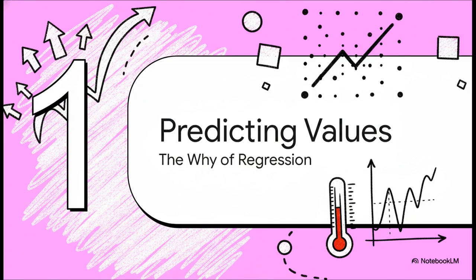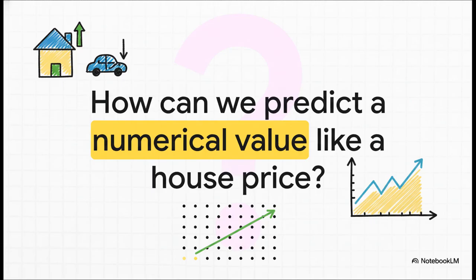Okay, first things first, let's get to the heart of it. What is the main problem that regression is actually designed to solve? This is the core question, right? It could be the price of a house, what the temperature will be tomorrow, or even a stock price. We need some kind of tool that can look at past information and predict a specific number, not just a simple category. And that tool is regression.